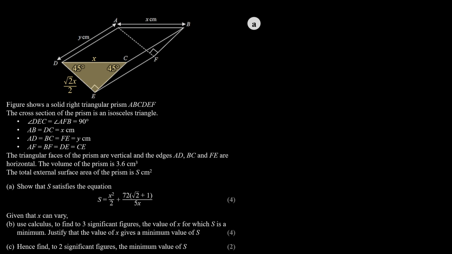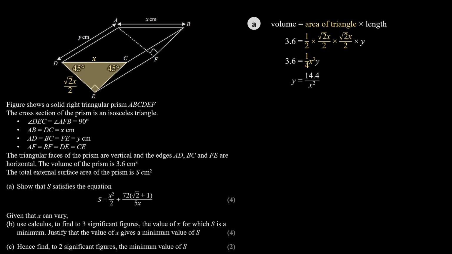The volume is calculated as the product of the cross-sectional area and the length of the prism. The area of the triangle is half times (root 2x over 2) squared, and the length is y. Simplifying the equation, we find y equals 14.4 over x squared.